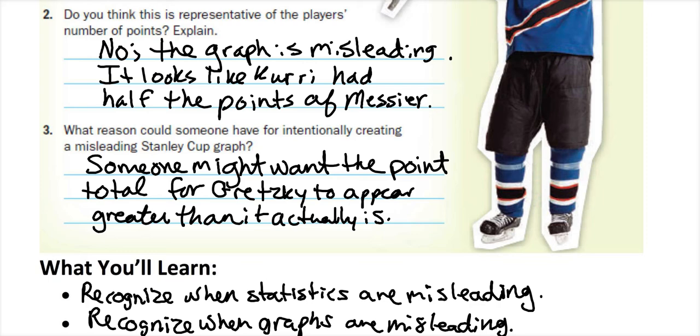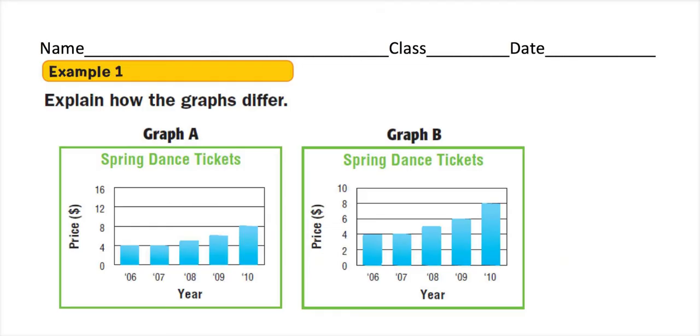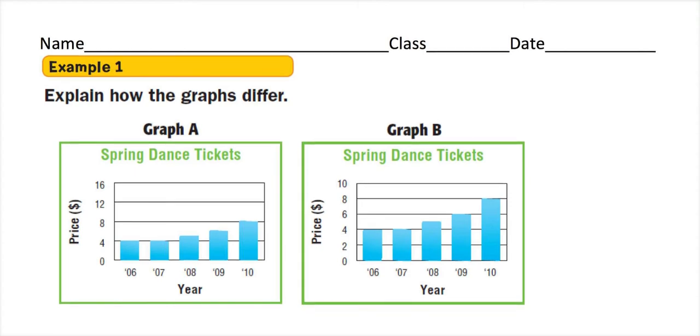All right, let's go ahead and move on. So pause it real quick if you need to. All right, let's take a look. We're going to explain how the graphs are different. So we have spring dance tickets. We have graph A and graph B. They do both show the same exact data. However, one looks a little more greater or less, however you want to look at it, than the other.